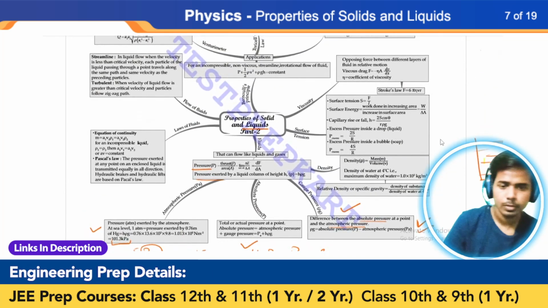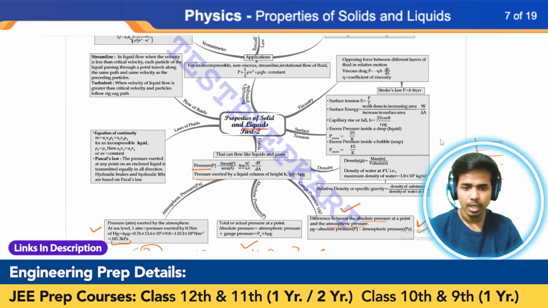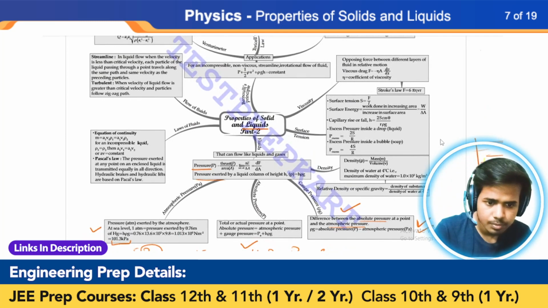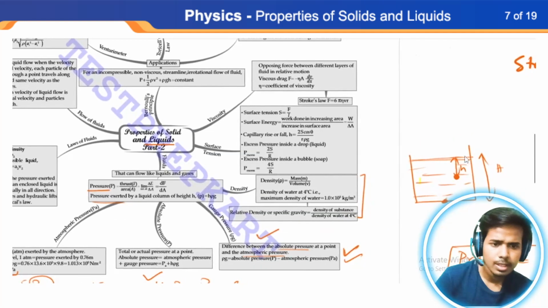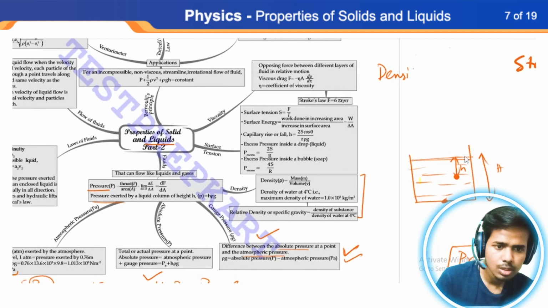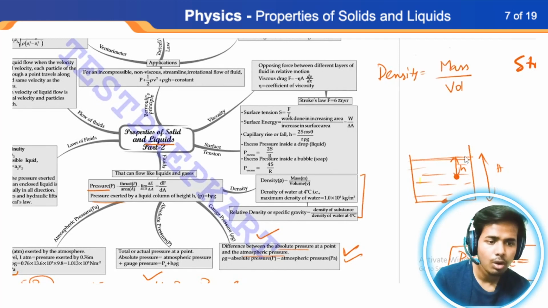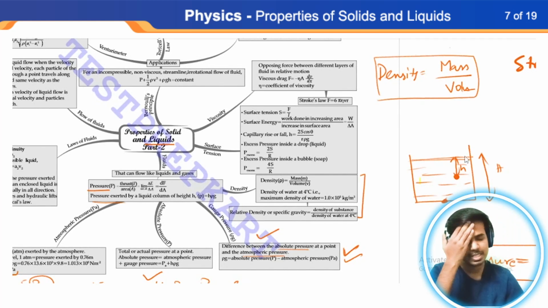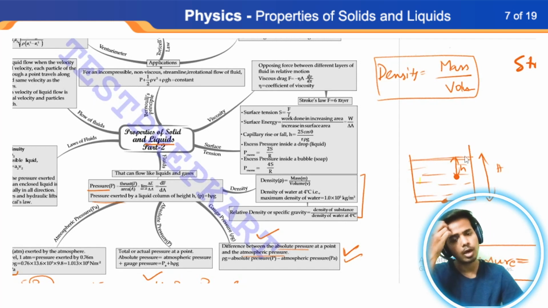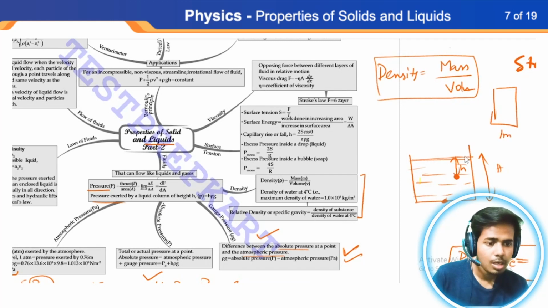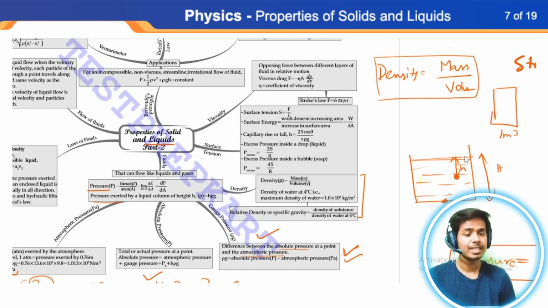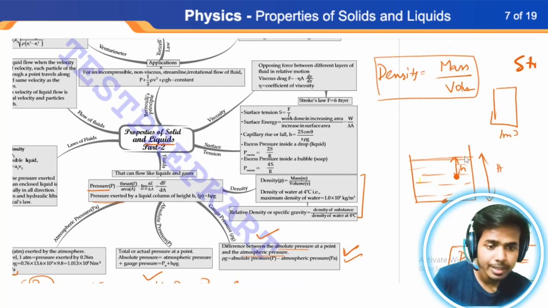Now coming to the next part, let's discuss the density first. It's very simple to understand. Density is defined as the mass of an object divided by the volume taken up by the object. It is as simple as that. It basically means if you have an object of 1 meter cube, how much mass does the object actually have? That will be called density.